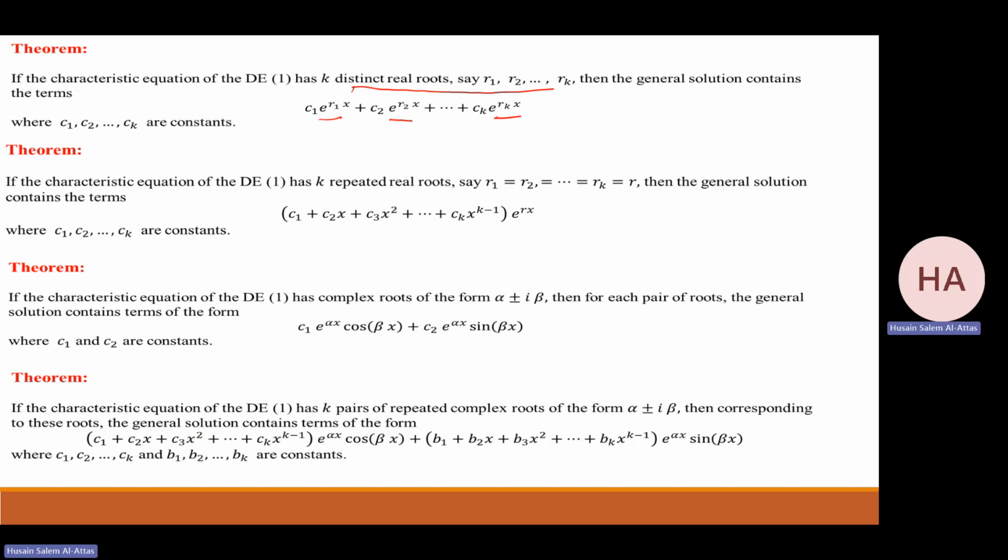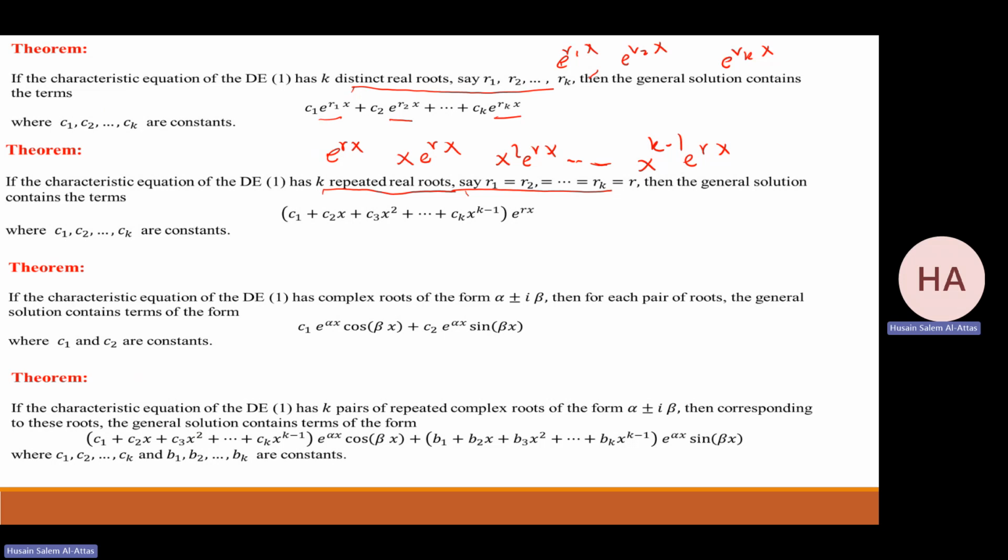If they are repeated real roots, then for that repetition I add e to the power rx, then x e to the power rx, x squared e to the power rx, if it is repeated k times, until I reach x to the power k minus 1 times e to the power rx. These are the solutions. Then I combine them like a linear combination with the e to the r1 x, e to the r2 x, and e to the rk x.